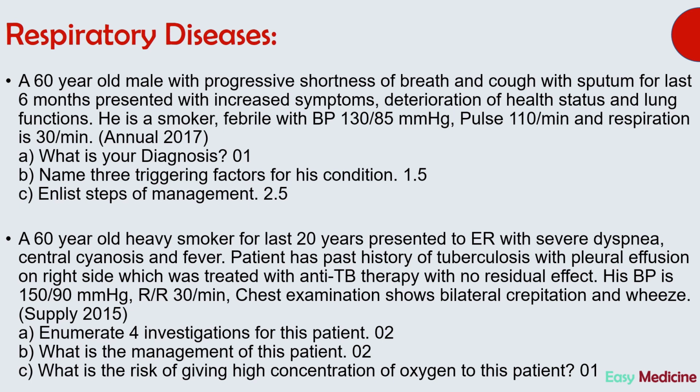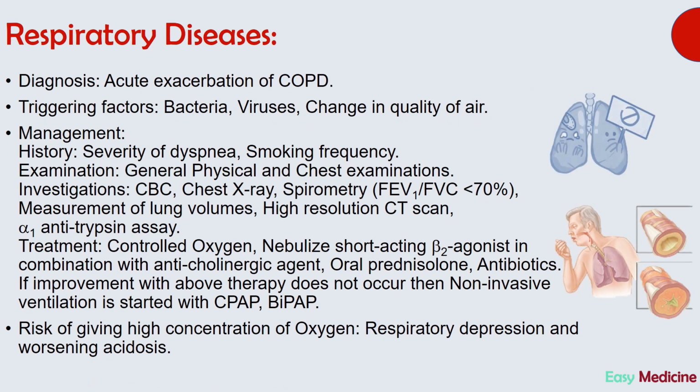So the diagnosis is acute exacerbation of COPD, and the important points which led us to this diagnosis are a long history of smoking and a sudden increase in baseline symptoms such as dyspnea. Let's see the answers now. So the diagnosis is acute exacerbation of COPD. The next part of the question asked about triggering factors of this condition, which are bacteria, viruses, and change in quality of air.